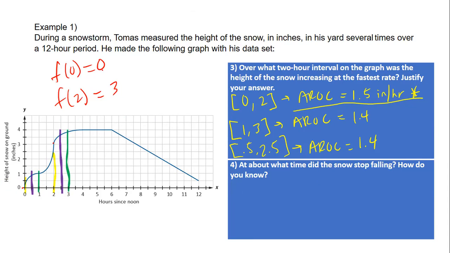Average rate of change is the change in my y's divided by the change in my x. So I have 3 minus 0 over 2 minus 0, which equals 1.5. That's it. That's all we did. This is literally what we typed in the calculator.